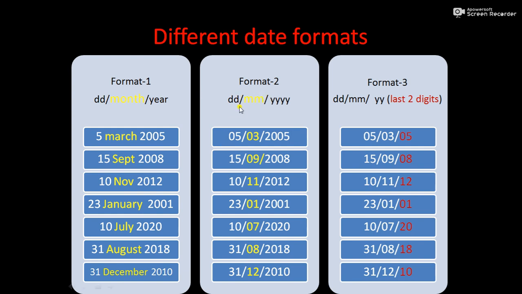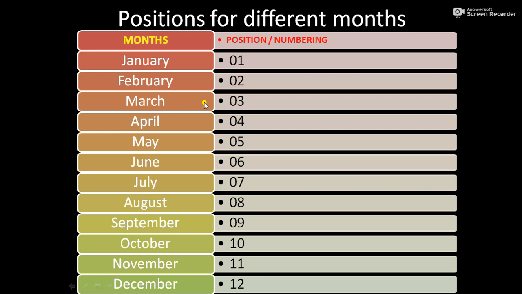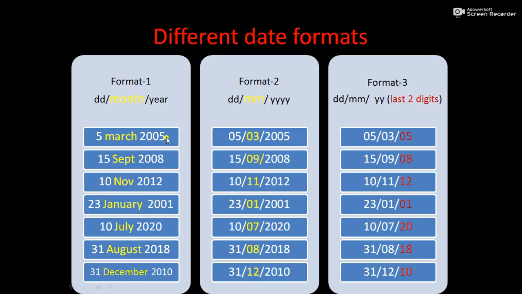In format 2 you can see here, instead of writing the name of the month, I have used the numbering given to them, or I have used their positions. You saw in the previous chart what position we gave for March. For March we have given 3. So here for March I have written 3. The other two things are the same, 5 and 2005, but instead of writing March I have written its numbering or its position. So for March we give the position 3.